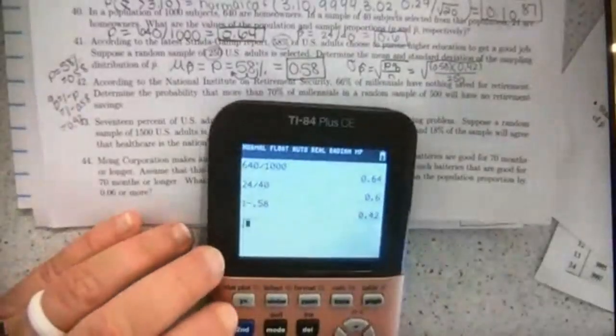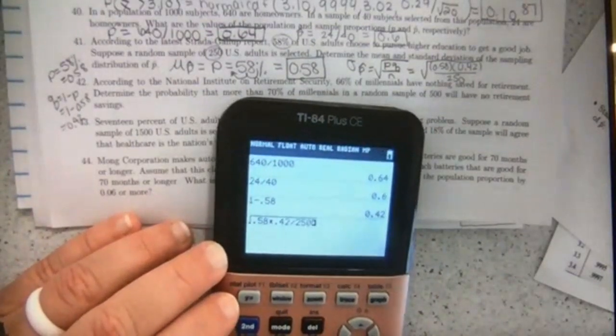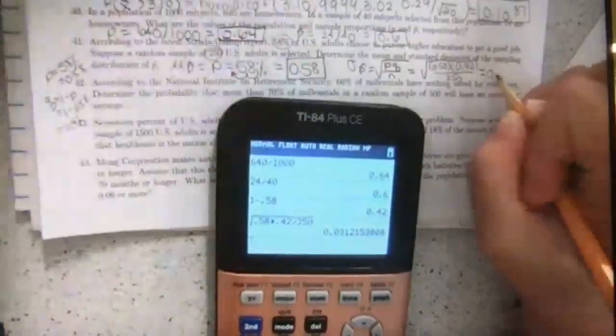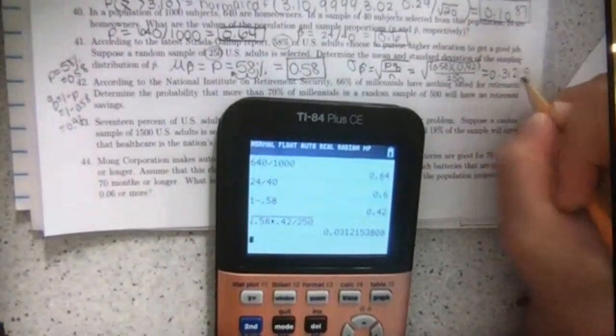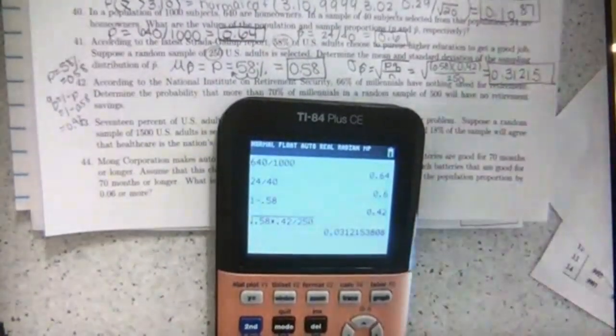So the square root, p is 0.58, q is 0.42, divided by n, which they told us in the problem, a sample of 250, so n is 250. So the square root of 0.58 times 0.42 divided by 250, that will give us our sampling standard deviation, which is 0.31215.